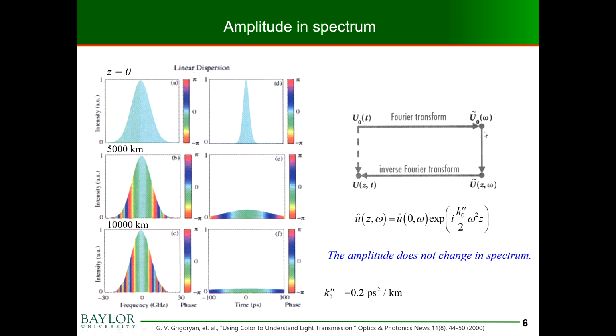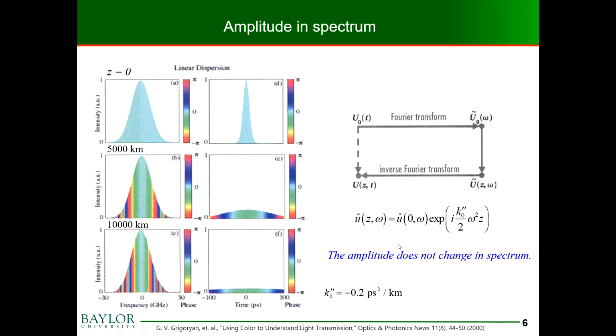Then we take propagation, right? The propagation in the time domain is really difficult, so we're going to do it in the frequency domain. We first do the Fourier transform, then do the propagation: Ũ(z, ω) = Ũ(0, ω) exp(i k₀'' ω² z / 2). This factor is included for the propagation in the spectral domain. After that, you just take the inverse Fourier transform and you get the result in the time domain, right?